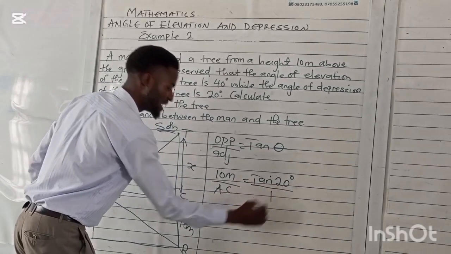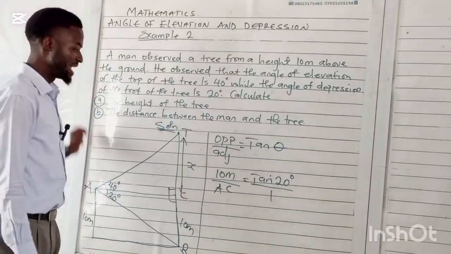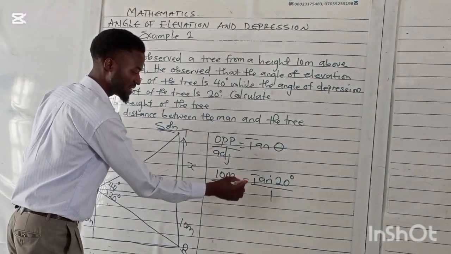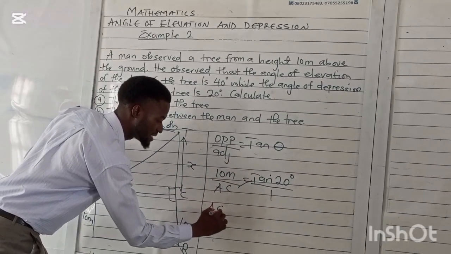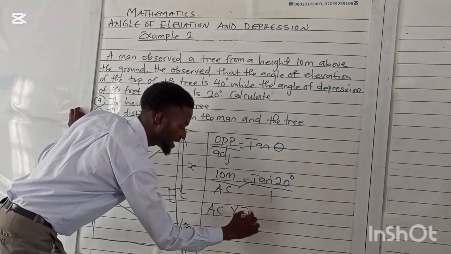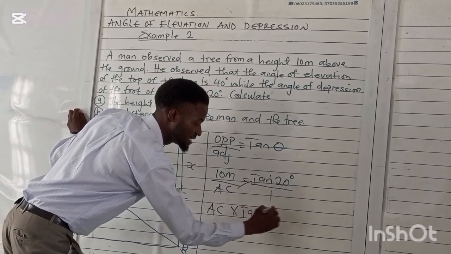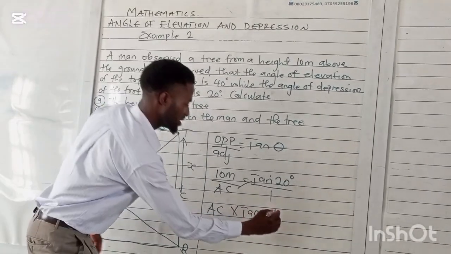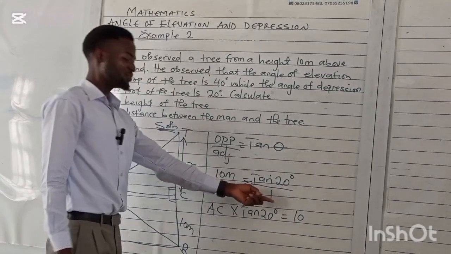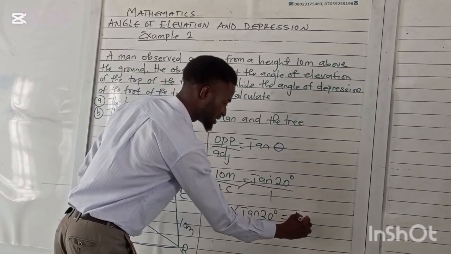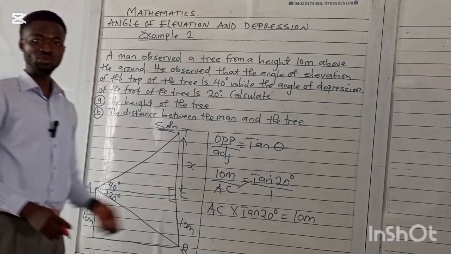So from here, we can easily see x all over 1, then we'll now cross multiply. In this case, this goes with this. So we can say AC times tan 20 degree is equal to 10 meter, because 10 meter times 1 is still 10 meter. So this is what we are having.